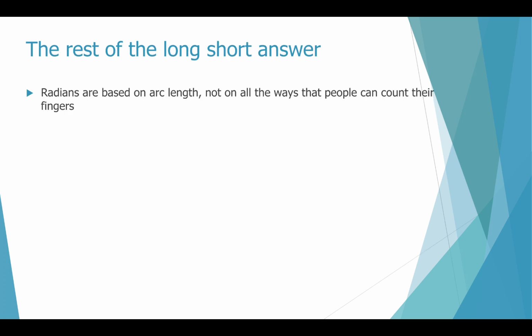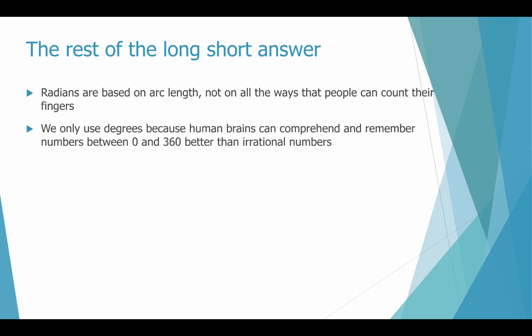So a little bit more of it. The radians are based on arc length, not all the ways that people can count their fingers. So that's different. We only use degrees because human brains can comprehend and remember numbers between 0 and 360 better than they can irrational numbers. Square root of 3 over 2 is very difficult to remember, and it's an added thing. Integers, whole numbers, are easier to remember. Though when we talk degrees, they actually do go down to degrees, minutes, seconds, and so on.